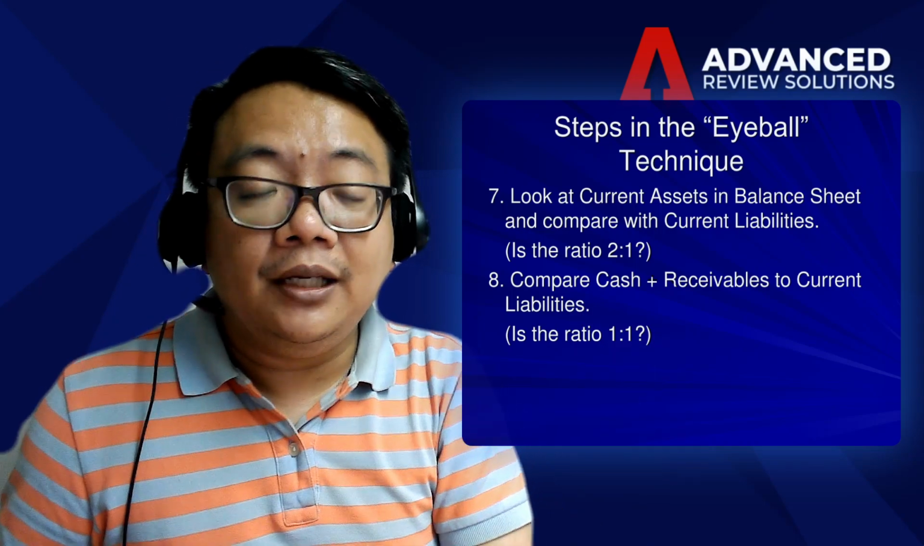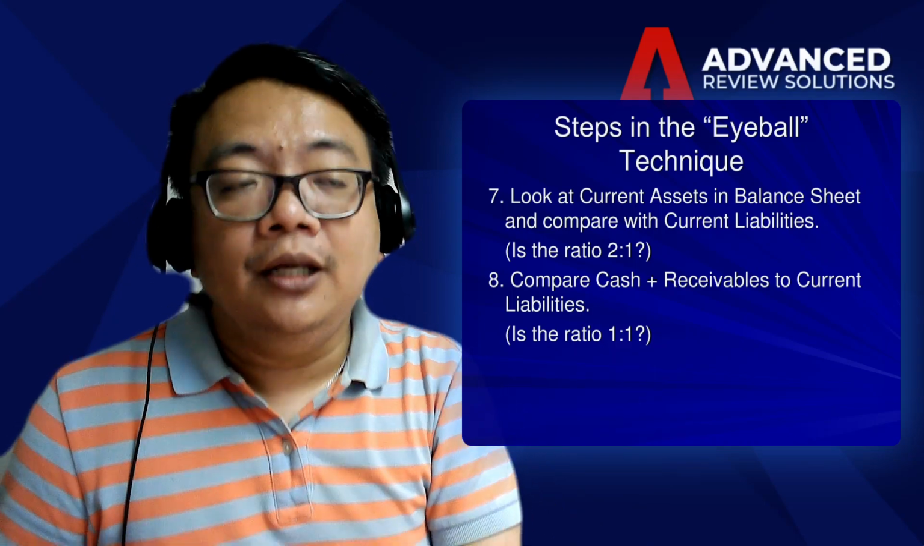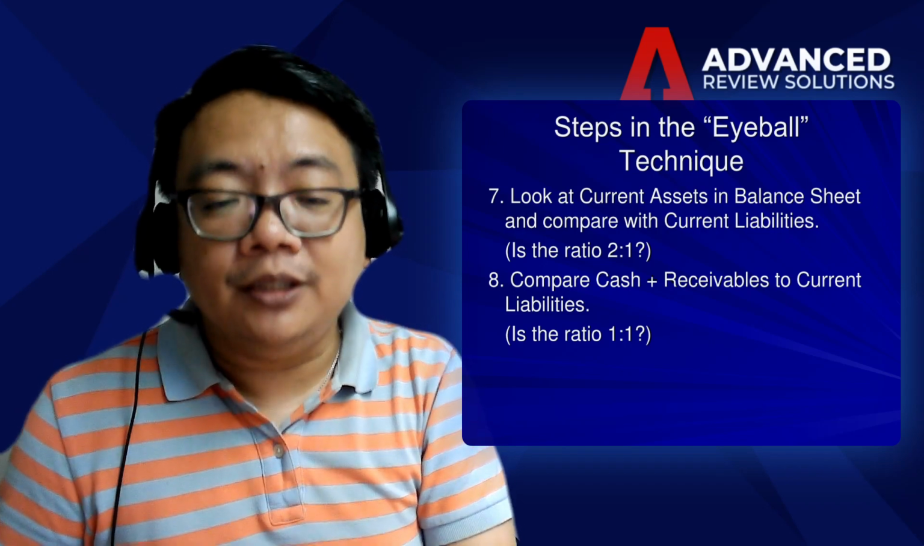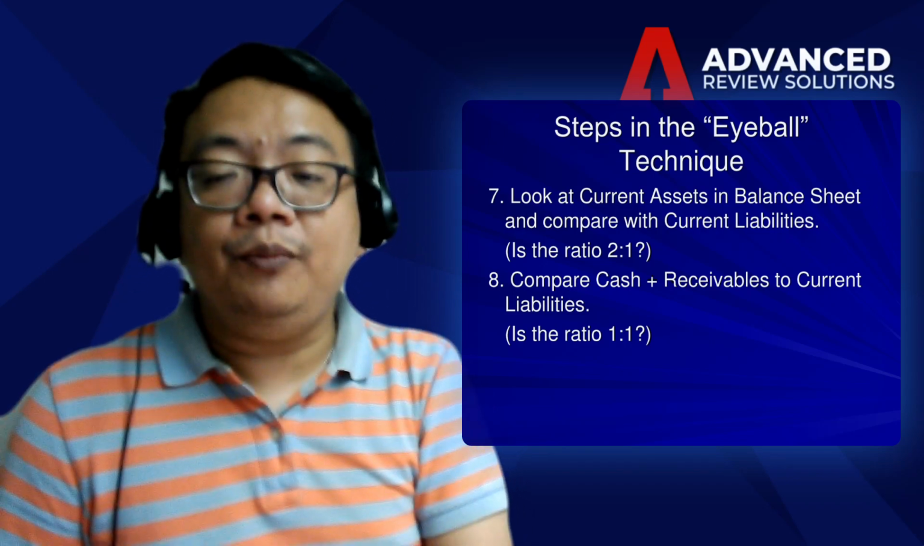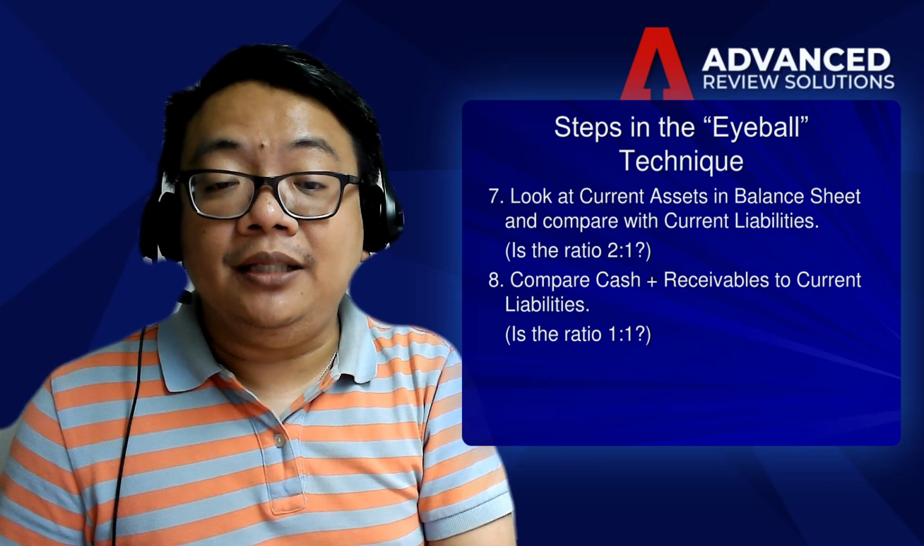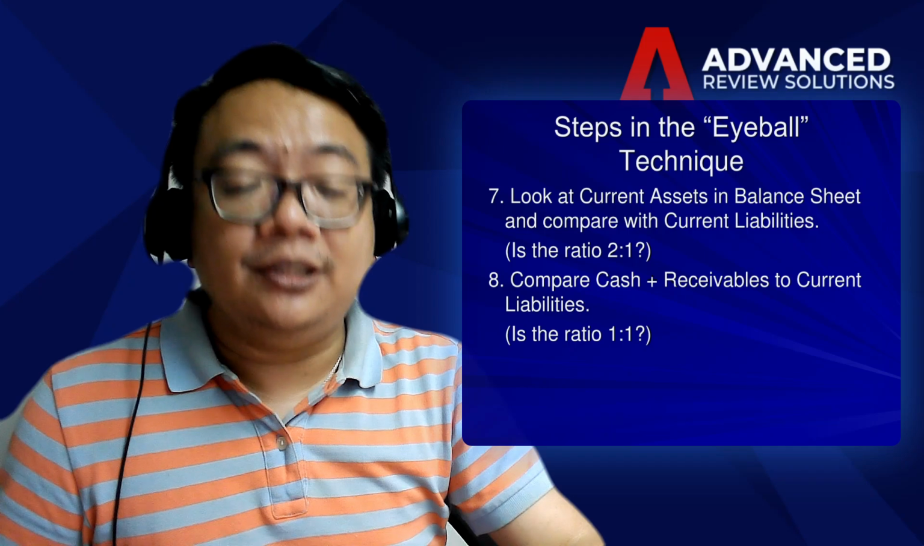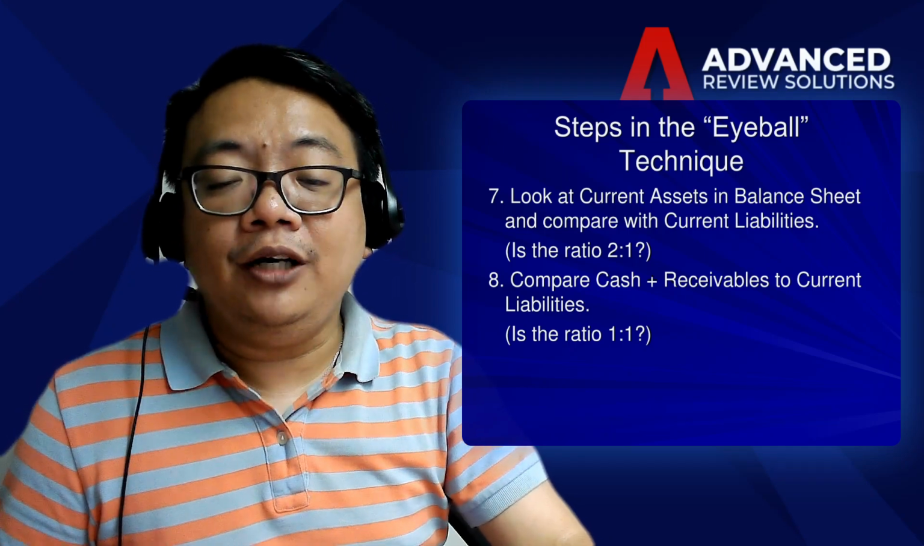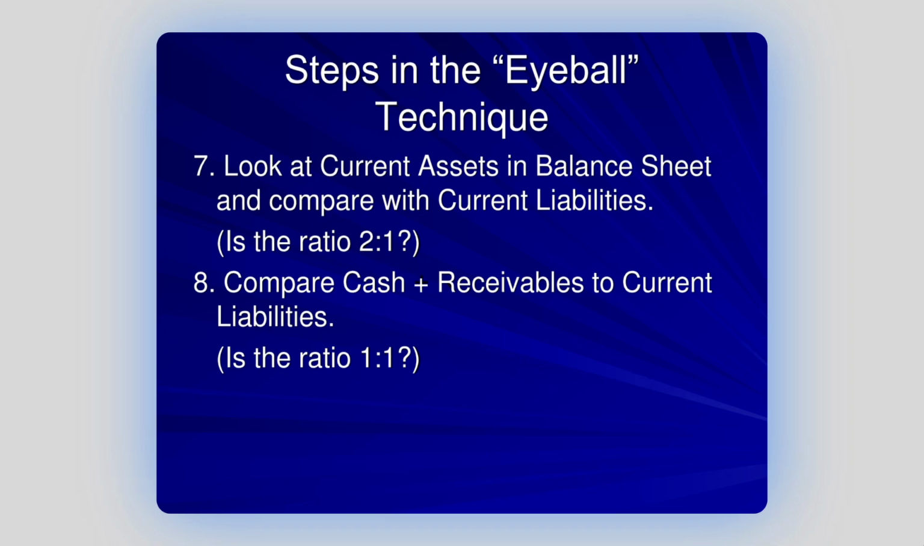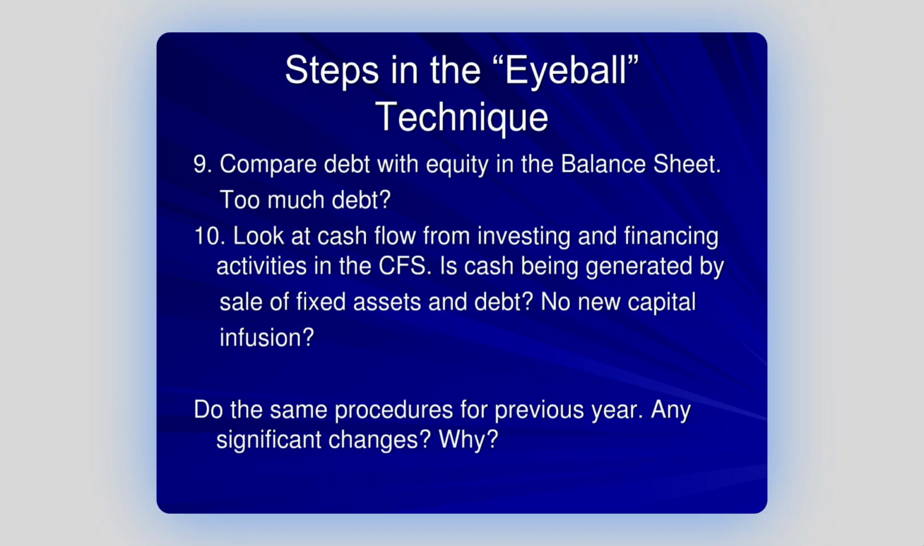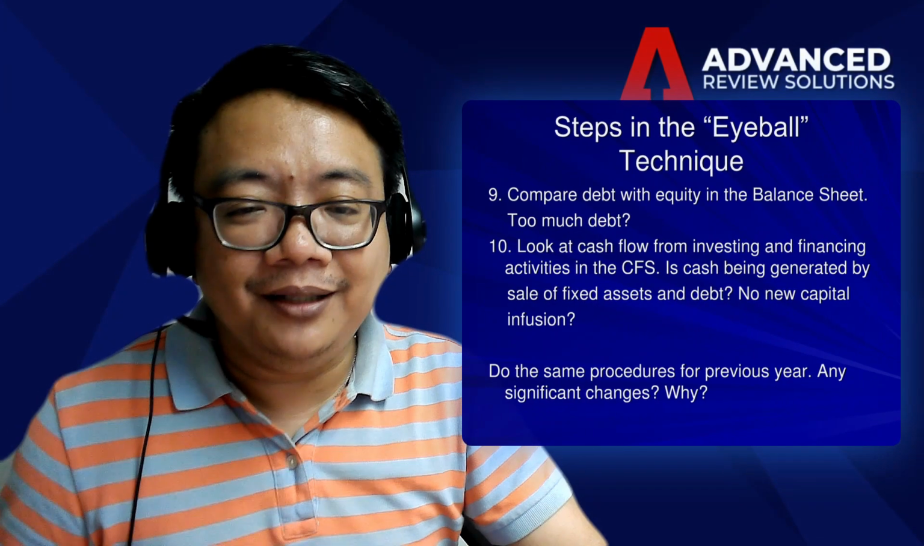And number 8, that would be your acid test ratio. You compare your cash, receivables, marketable securities, or short-term investments to your current liabilities. It is okay that it is 1 is to 1 because it is part of your acid test or quick asset ratio. Number 9, compare your debt with your equity in the balance sheet. Maybe there is too much debt, right? You have so much debt.